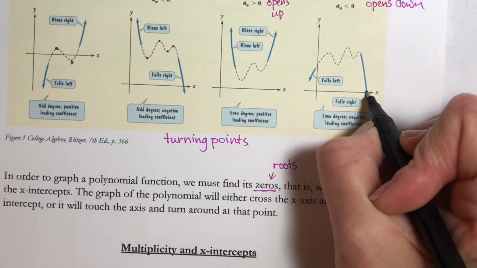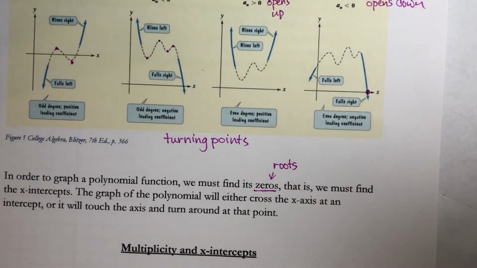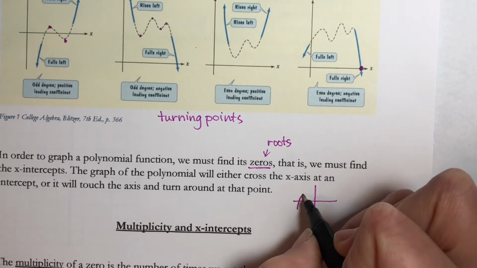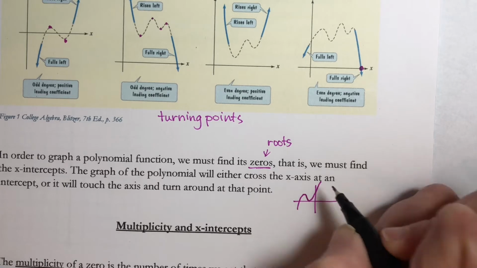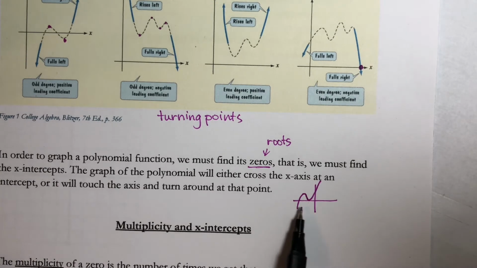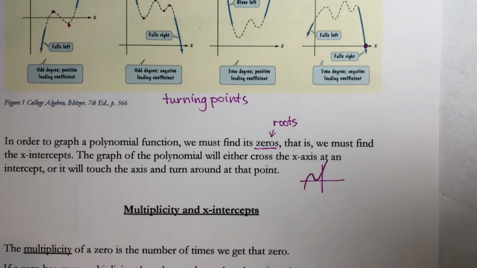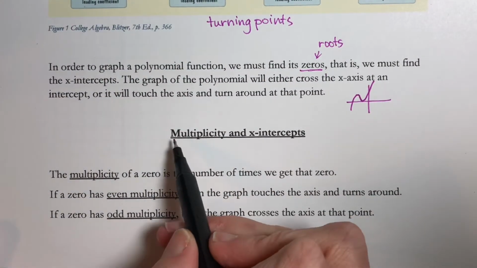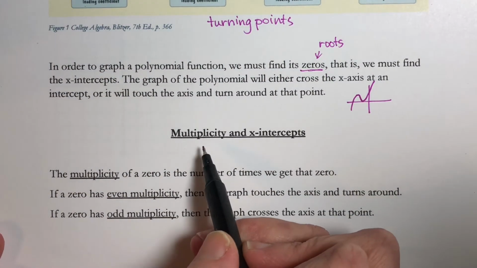So like right here, we cross, okay? But it is also possible that we have some sort of graph, and then when we get to 0, we just turn around real quick. We don't actually cross it, we touch it and go back up. And again, we're going to be able to tell whether we touch, like right here at a 0, or if we cross, like right here at a 0. The way we tell that is by thinking about the multiplicity.